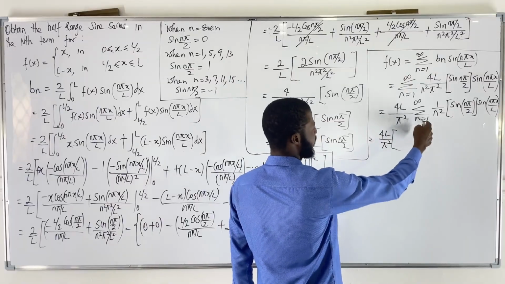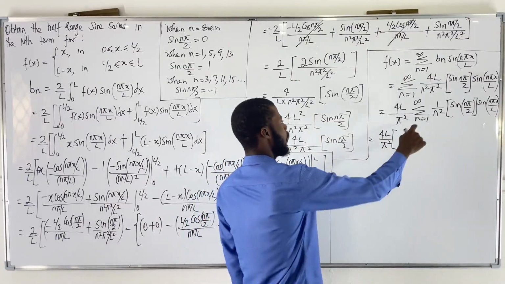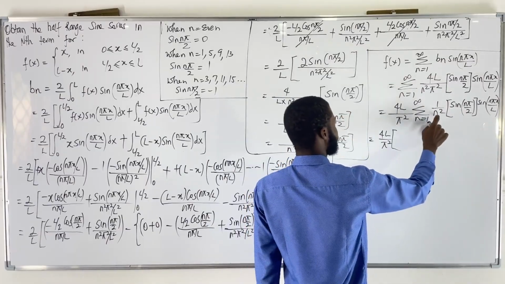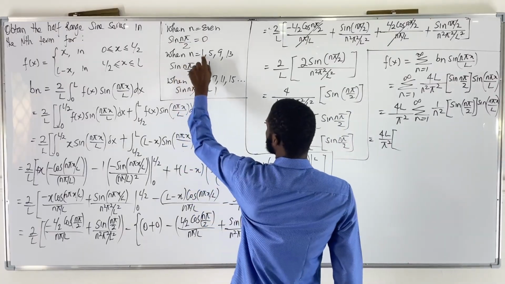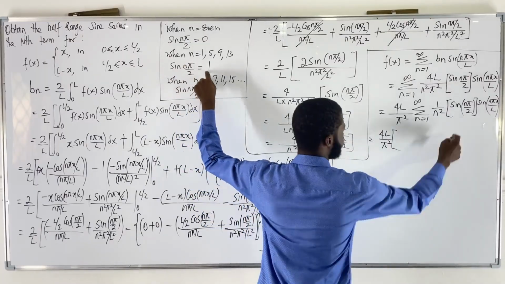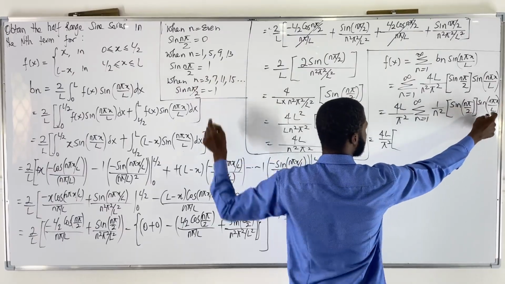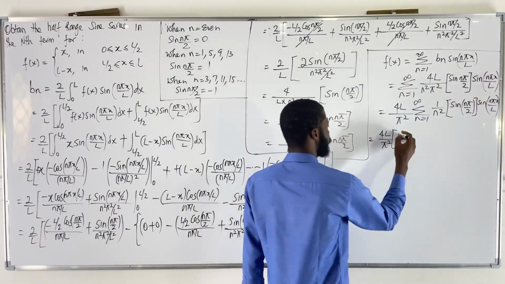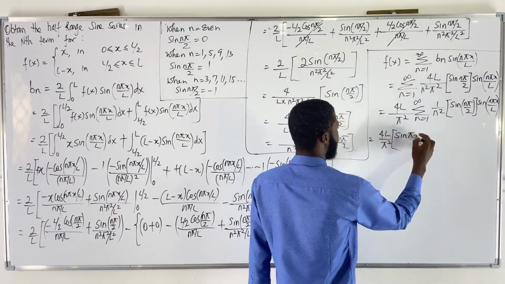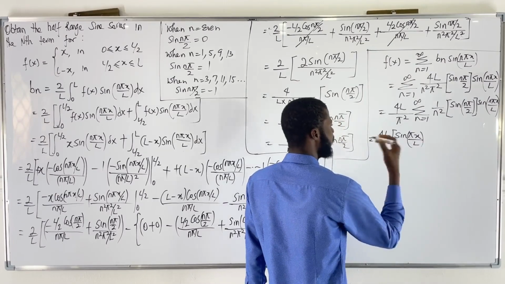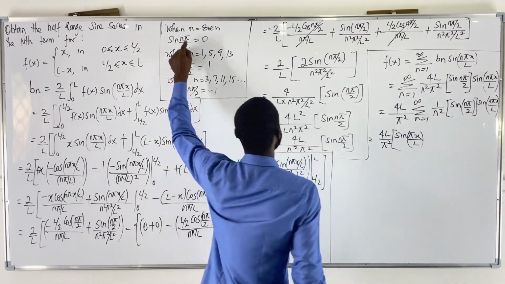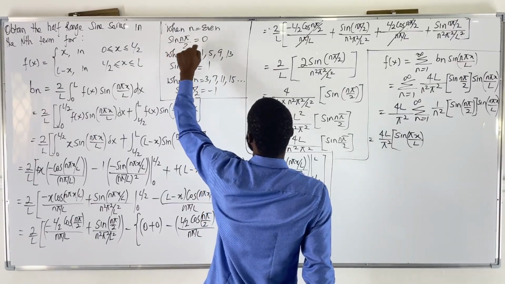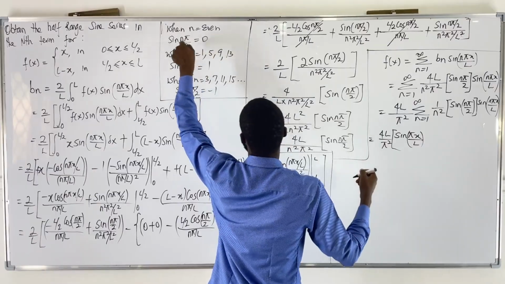Now let's expand. Let's say n is equal to 1. 1 over 1 squared is still 1, and 1 times anything is that same thing. Also, if n is 1, sine n pi over 2 is 1, so this bracket is still 1. So let's come to this place. Sine n is 1, so this is 1 pi x, so we're just going to be having sine pi x over L. Then next will be 2. But when n is 2, that's an even number, so sine n pi over 2 will give us 0. So everything will be 0.